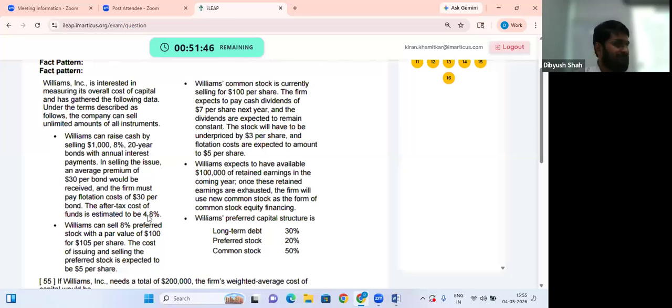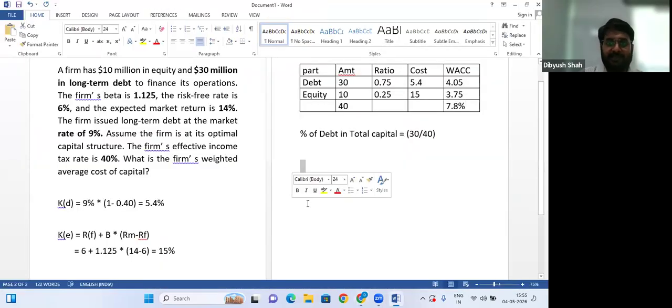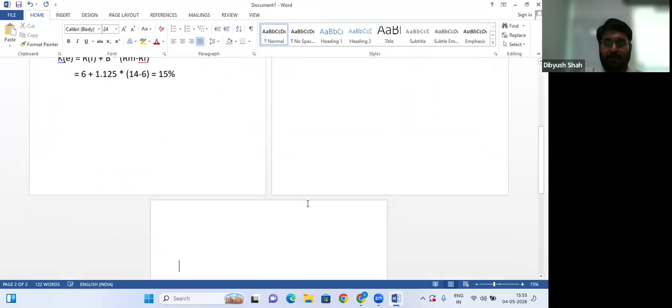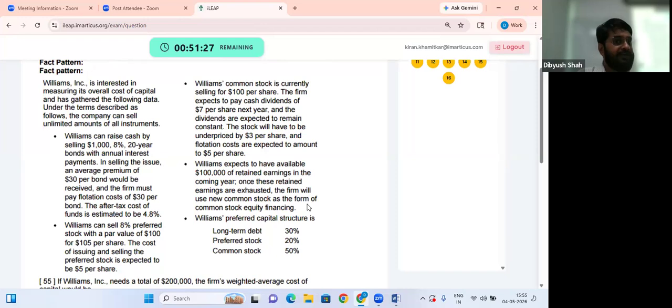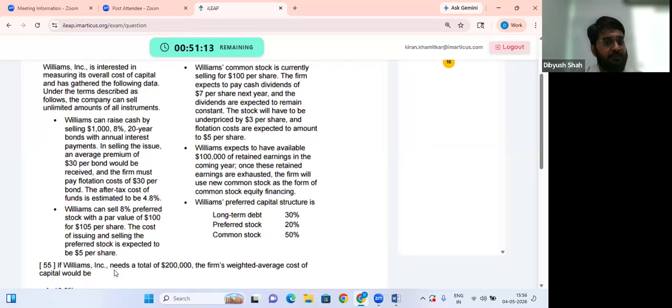They have directly given. Means entire story is nil because they have directly told you what should be the after-tax cost of funds. So always in exam also when you are reading such lengthy questions and at the end you see that data is already given, note it down in exam also, otherwise you will forget. See, Williams can sell 8% preferred stock. Again, par value of 100 for 105. The cost of issuing and selling the preferred stock is expected to be 5 per share. This they have not told us. We will need to calculate. Williams common stock is currently selling for 100.